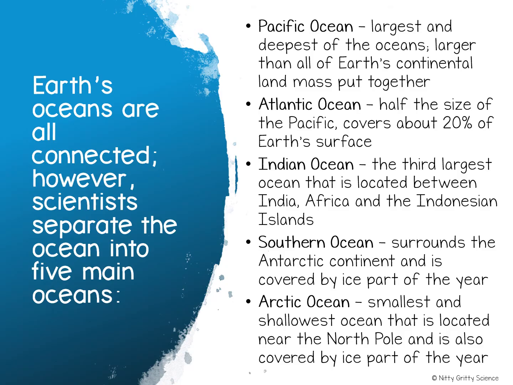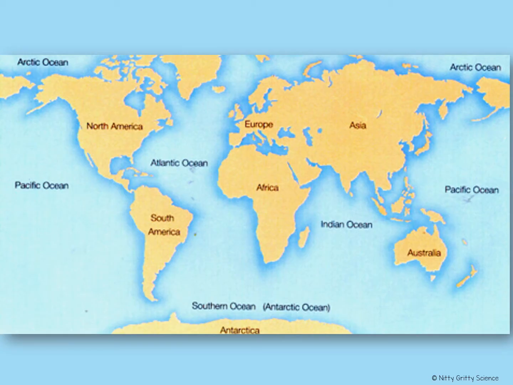20% of Earth's surface. The third largest ocean is the Indian Ocean, which lies between Africa, India, and the Indonesian islands. Now, the ocean that surrounds Antarctica is referred to as the Southern Ocean, and it is the 4th largest ocean. And because of its location, ice covers some of its surface all year round. The smallest and shallowest ocean is the Arctic Ocean in the North Pole, and its surface is covered in ice all year round. Here is an image showing you how all the oceans are connected.